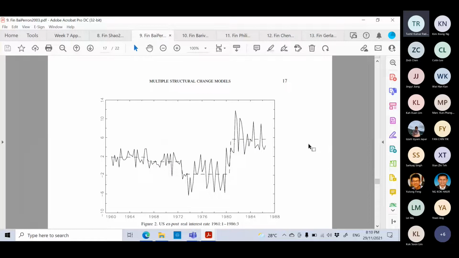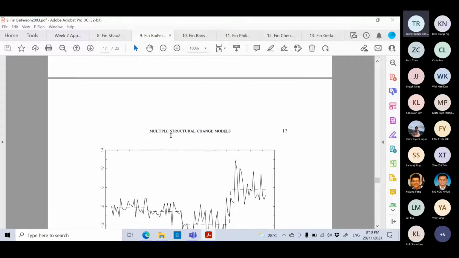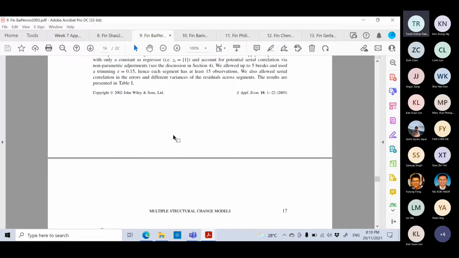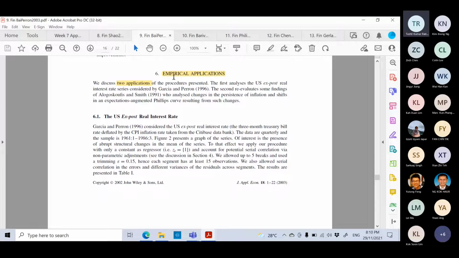Here. If you observe, this one is quite similar to the previous one, the change point in quality control. In this paper, they provide 2 examples. For the first example, they use two applications here. One is using the US ex post real interest rate series. Another example is one analyzed by other authors about inflation and the shift.